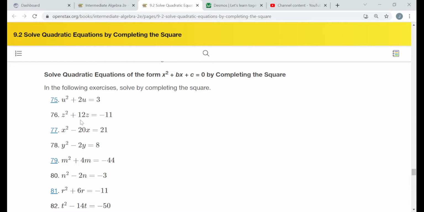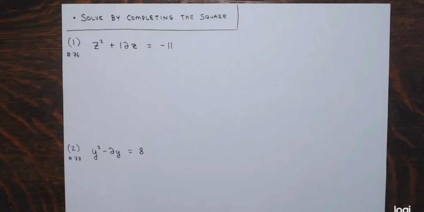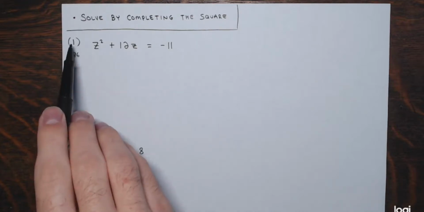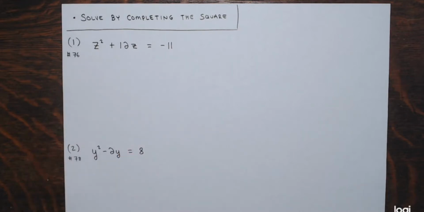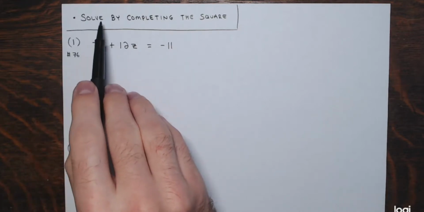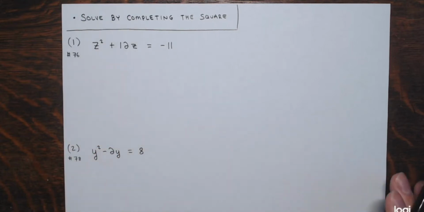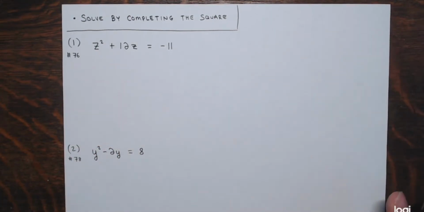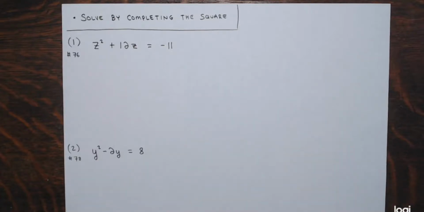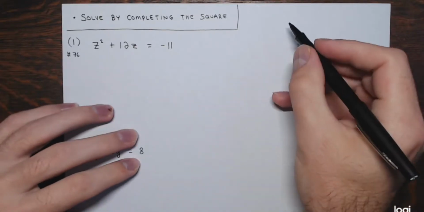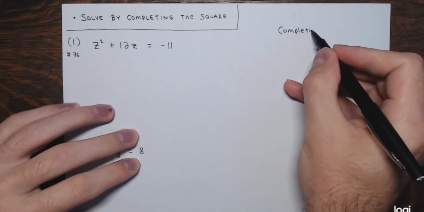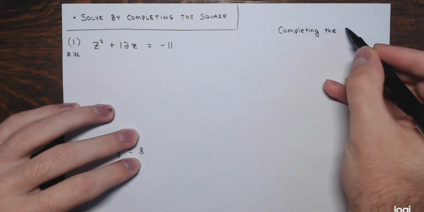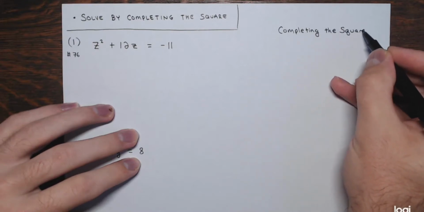Alright, so first question is exercise 76, which I have written out. So let's see, it's example 1, number 76 from the text. And we're asked to solve these equations by completing the square. So off to the side here, I'm going to hopefully refresh your memory, hoping that you've seen completing the square before. This was brought up in a previous video.